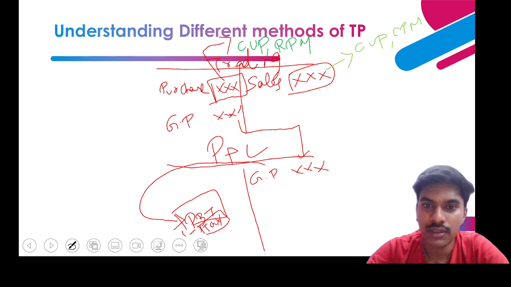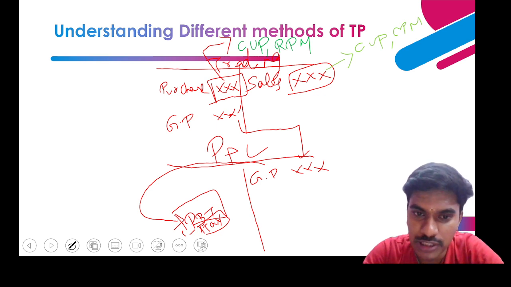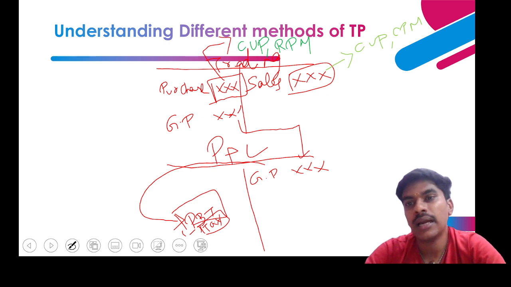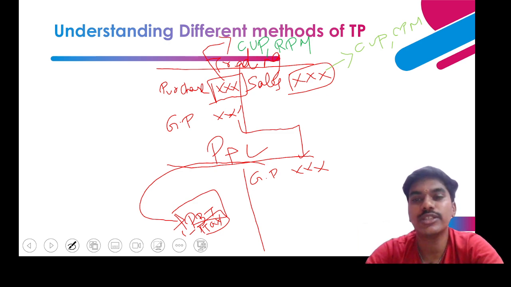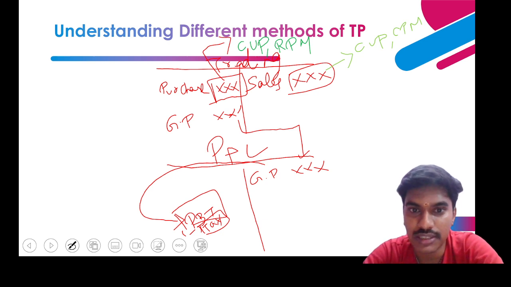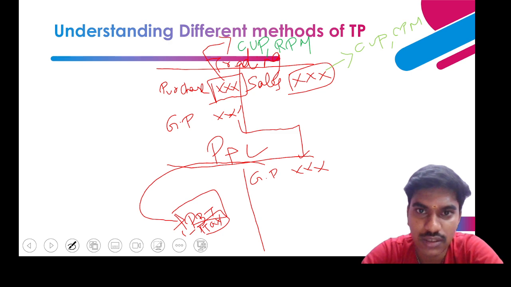Correct? So the sales is going to have an effect on my GP, and the GP is going to have an effect on my PBT. Now these three methods are known as transaction based methods. All three affect the trading account. Okay? Now let us come to the TNMM method.